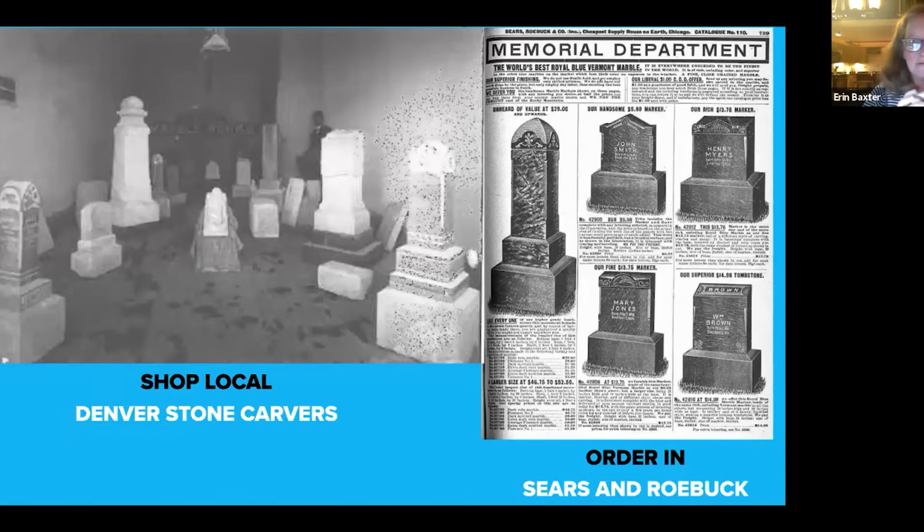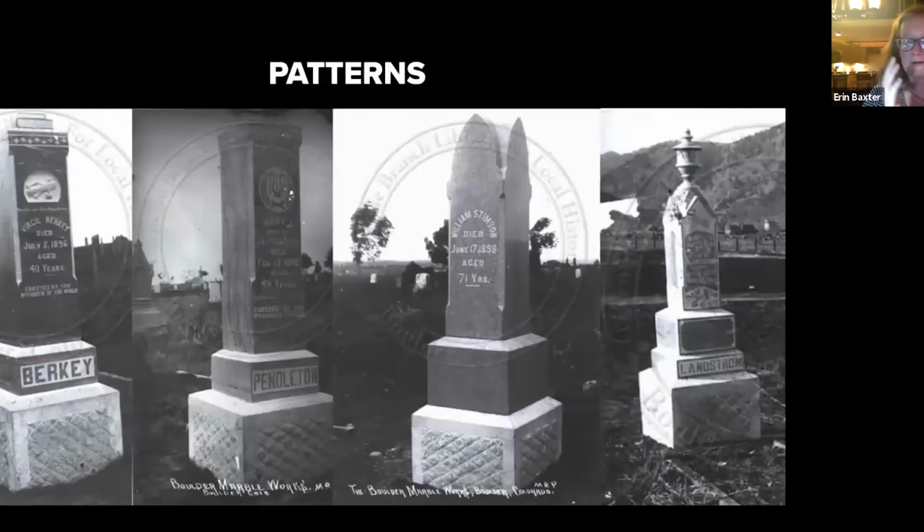In general, stone carving in Denver seemed to be a little bit inferior, actually, even though we have very good stone, to the stuff that you ordered in. So you'll find patterns of there's a stone carver on the left versus what the Sears and Roebuck or the Wells Fargo will bring you. And even in places like the Boulder Cemetery, you can see that all these folks in the 1890s ordered in their tombstones. They didn't leave it to the locals to do things.